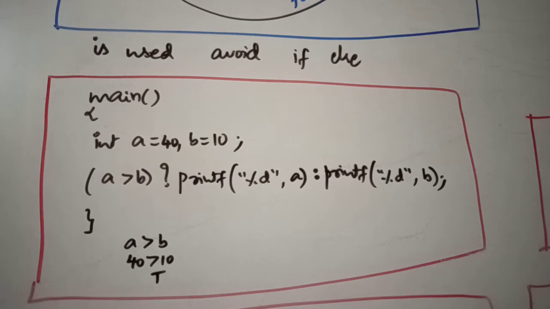Any program written in if else can be rewritten using conditional operator. A simple demo program here. How many variables are there? Two variables, a and b. A is 40, b is 10. And what is the condition? A greater than b. Statement 1 is printf a and statement 2 is printf b. Condition a greater than b, is it true? Yeah, it is true. So the statement after question mark will be executed, that is printf a. Just like your biggest of two numbers only. Instead of reading the data, assign a with 40 and b with 10.